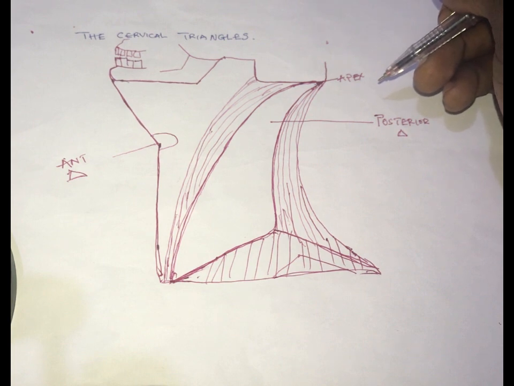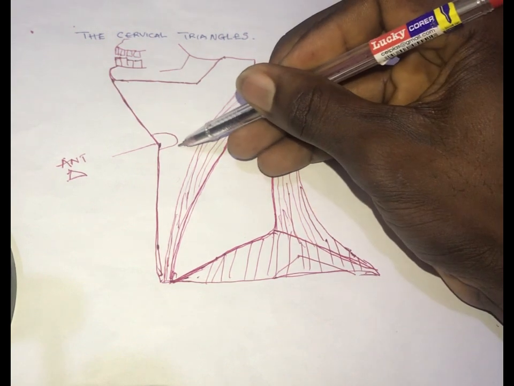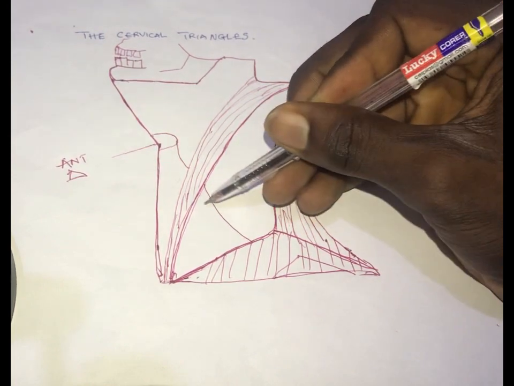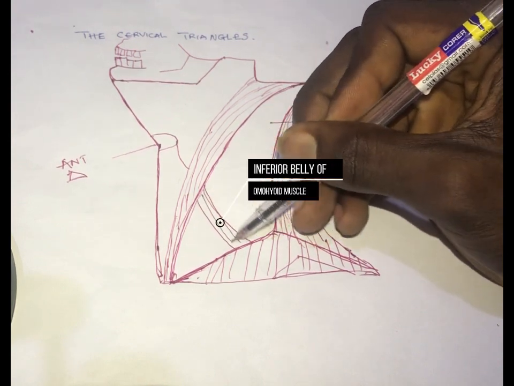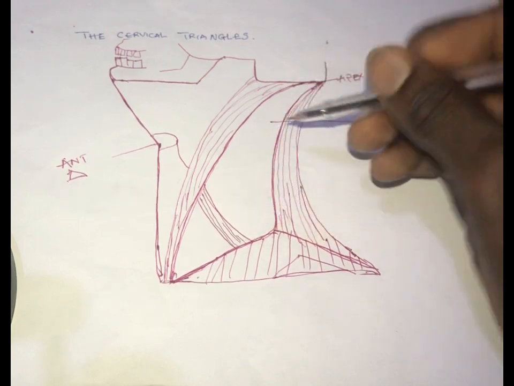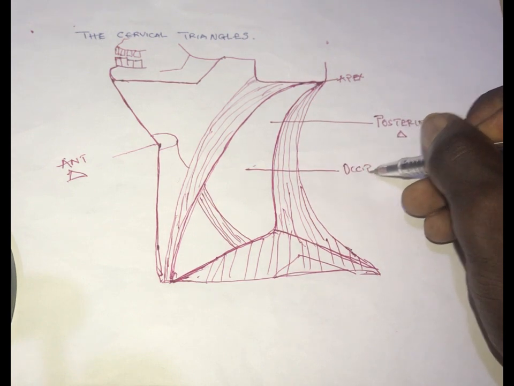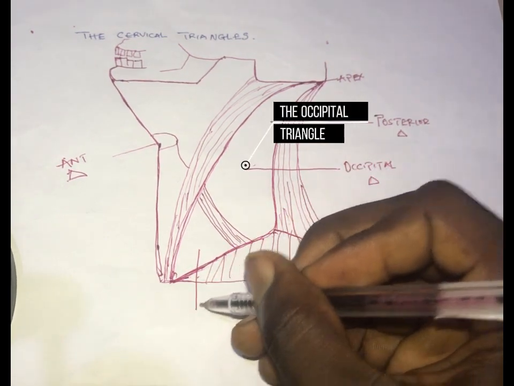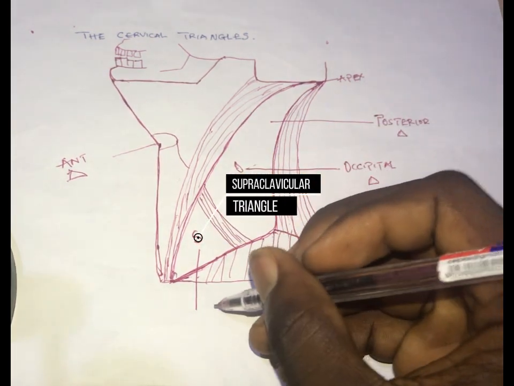It's further divided into two smaller triangles by a muscle that runs superior-inferiorly from its point of attachment around the body of the hyoid bone inferiorly towards the clavicle, which is called the inferior belly of the omohyoid muscle. So the inferior belly of this omohyoid muscle divides the posterior triangle into a large triangle which is known as the occipital triangle superiorly, and inferiorly a smaller triangle which is known as the subclavian or supraclavicular triangle.